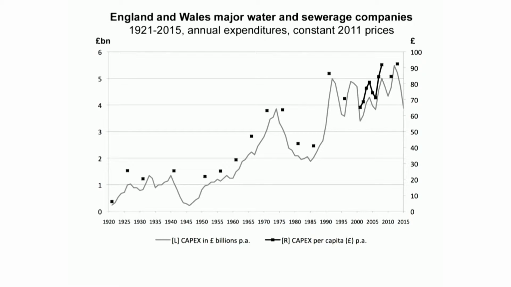I've drawn this graph from data made available by the economic regulator of the England and Wales water sector, Ofwat. It shows the annual capital expenditures, or CapEx as it's often known in the UK, of the major England and Wales water and sewerage companies. That's the 10 large privatised utilities that I mentioned in the previous video.